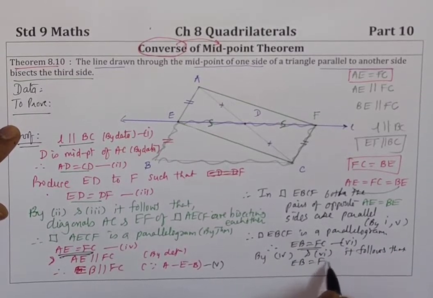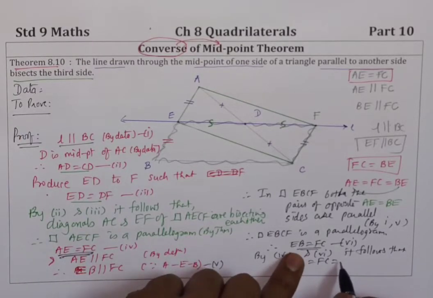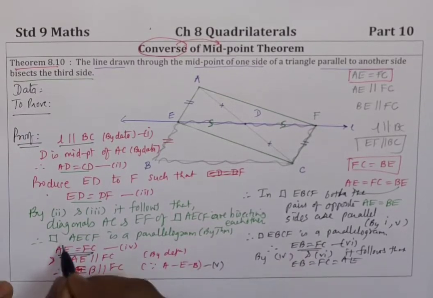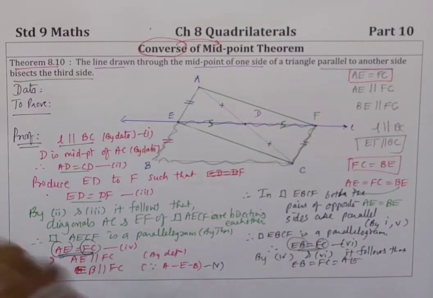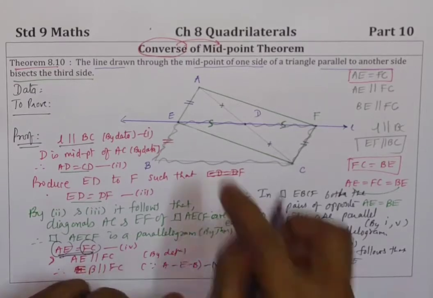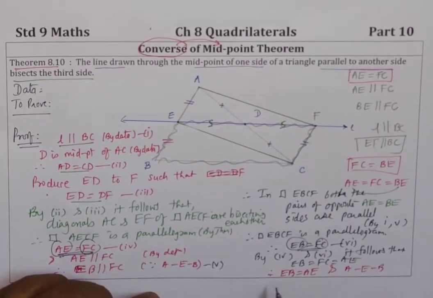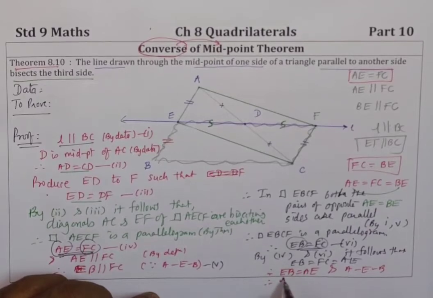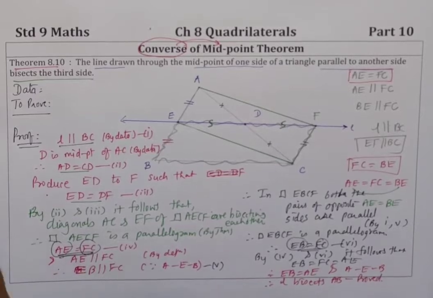EB equal to FC equal to AE, FC, EB, correct? Therefore, EB is equal to AE, and A dash, E dash, B. Therefore, L bisects AB. Proof. Clear, children? I hope so.